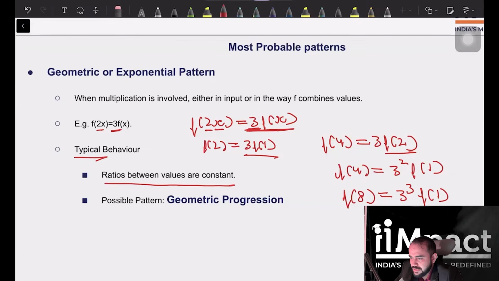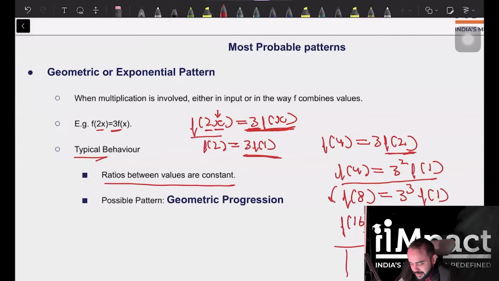F of 4 will be 3 times f of 2, right? Because if you put x is equal to 2 here, you will get f of 4 is equal to 3f of 2. And f of 2 is 3f of 1. So you will get f of 4 is equal to 3 square f of 1. And you can then iteratively use this.